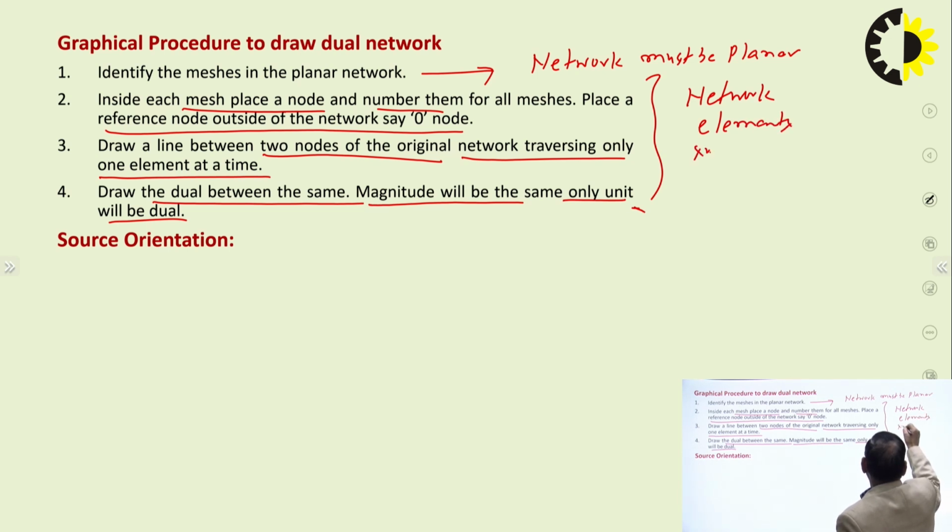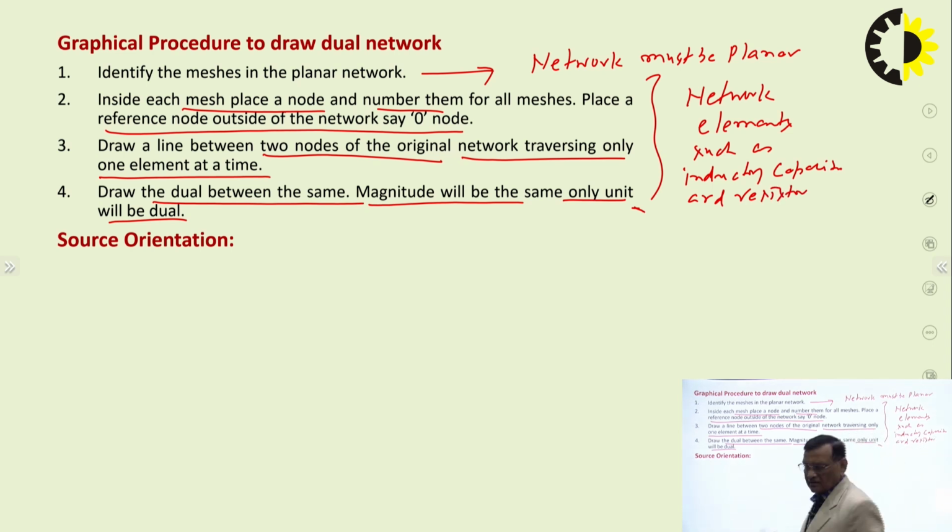Such as inductor, capacitor and resistor. So, these 4 rules are applied to the network elements, the passive elements: inductors, resistors and capacitors.